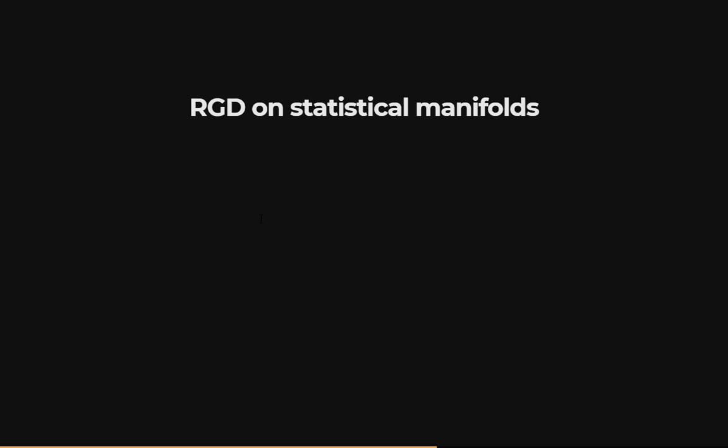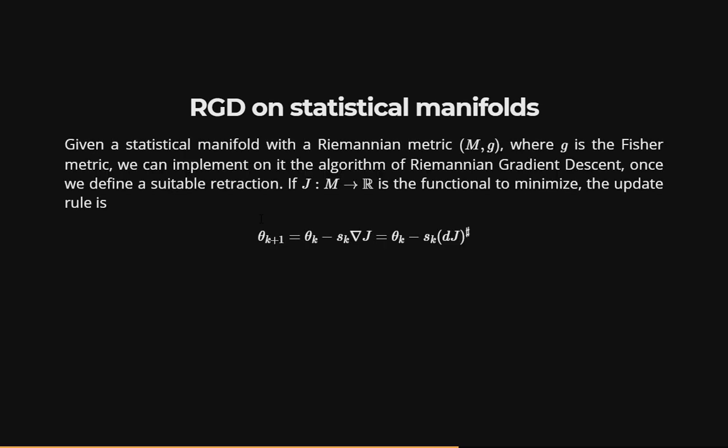Now, you have a metric, so you can do the Riemannian gradient descent. Given a statistical manifold with a Riemannian metric, which is the Fisher metric, so this sentence is badly written, we can implement the algorithm of Riemannian gradient descent once we define a suitable retraction. And there are ways of defining retractions on outside manifolds. We'll talk about that later, but you can do any retraction you want, actually. So if J is the functional to minimize, the update rule, so the step of our algorithm, is this one, no? Which is, in our musical notation, this one.